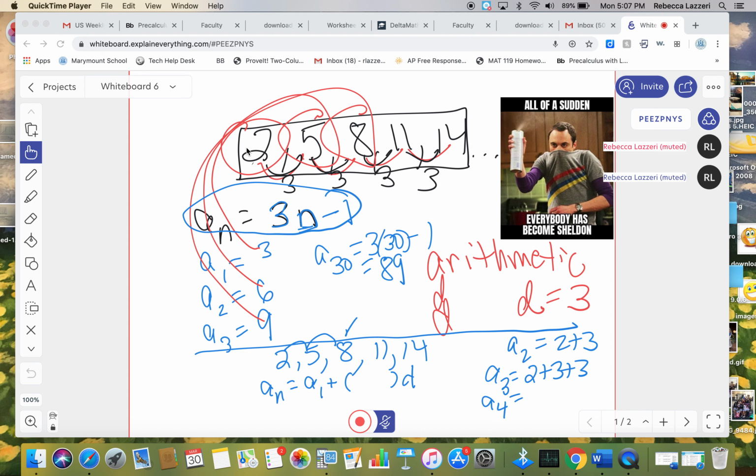To get to the fourth term, I'm going to go to what I had, and then add 3 again. You can verify that that's 11. And so I realized to get to the fourth term, I used the first term plus 3 3s. To get to the third term, I used the first term plus 2 3s. So to get to any term, I used the first term plus n minus 1 of these differences. Like for instance, to get the 11th term, I already have the first term, so I only need n minus 1 or 10 of those common differences.